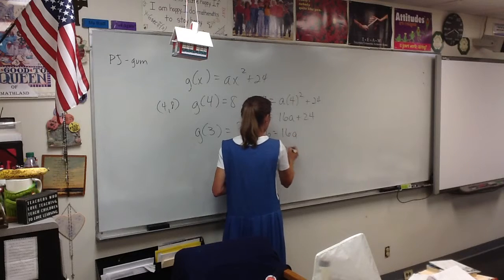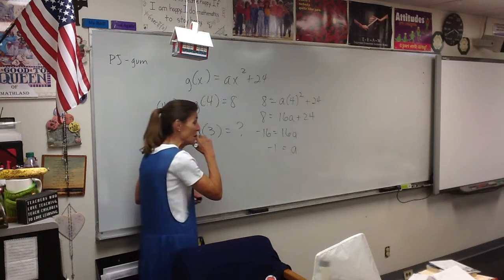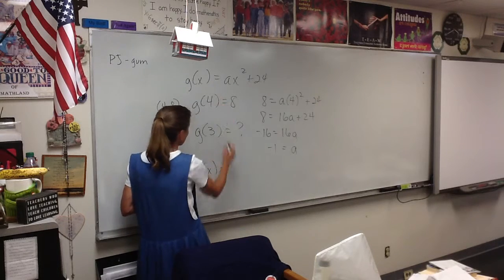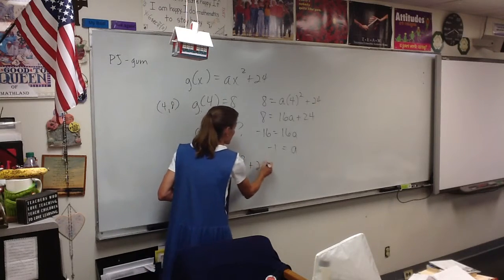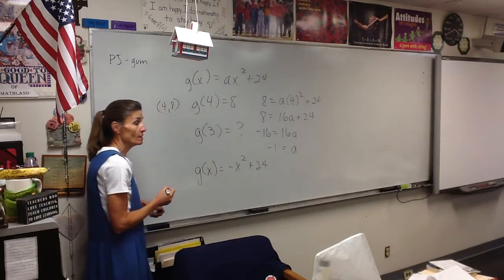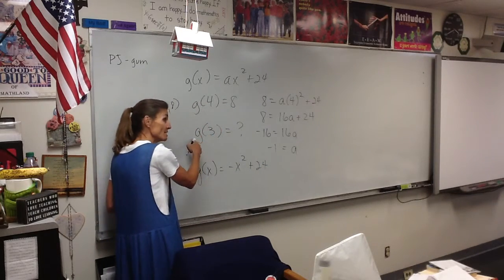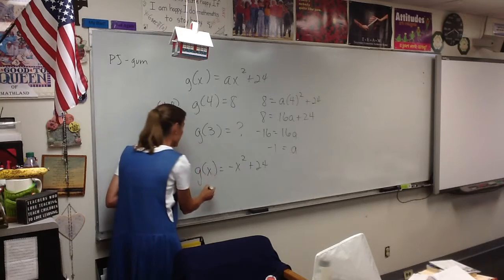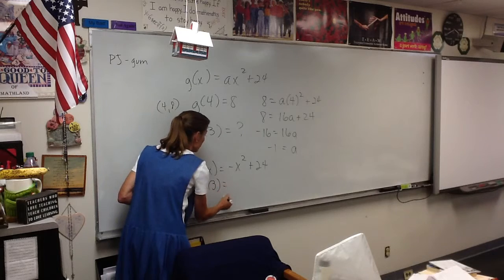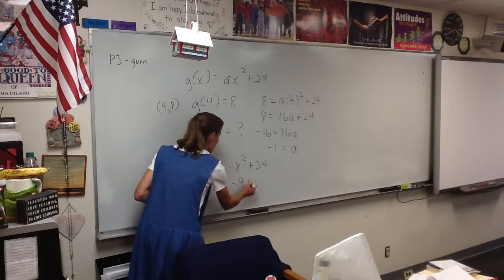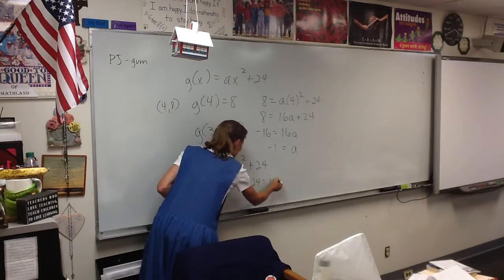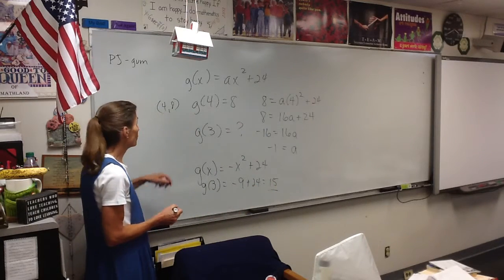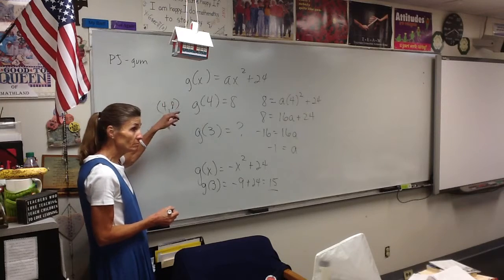Well, that worked out nicely, didn't it? So our equation, our function, is really negative x squared plus 24. So when I'm asked for g of 3, all I need to do is plug it in. So g of 3 would be negative 9 plus 24, which is 15. So, you okay with that?